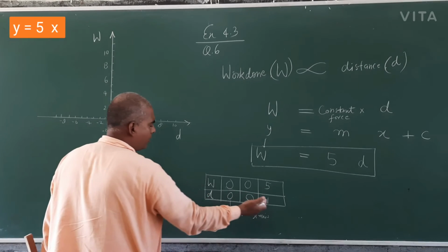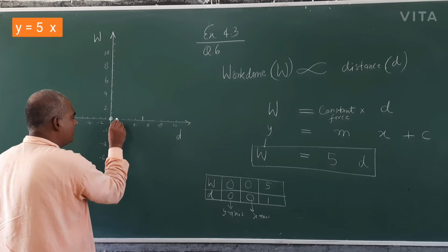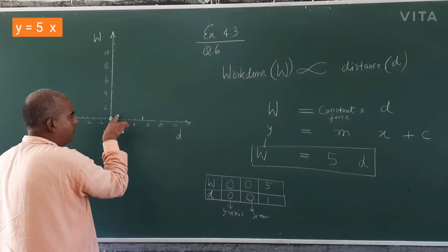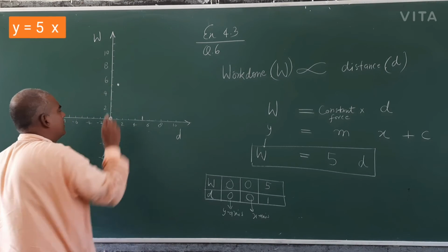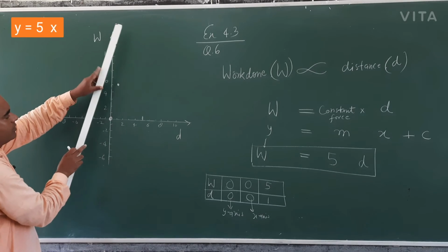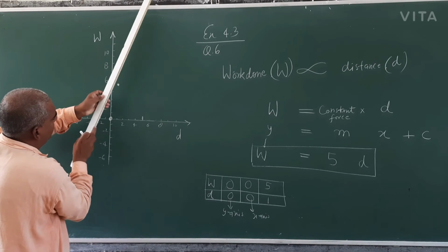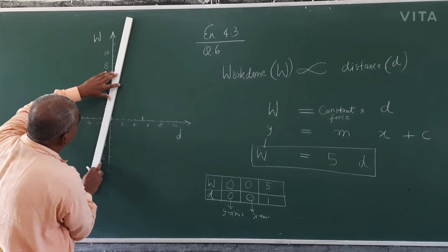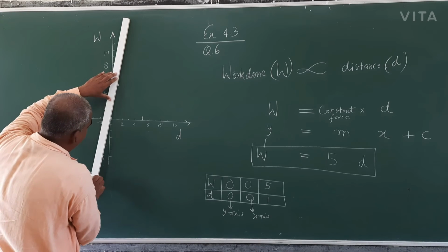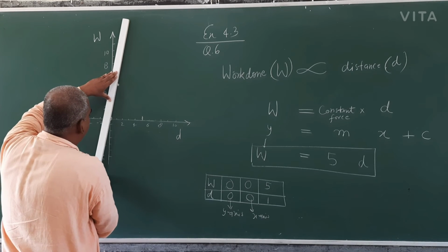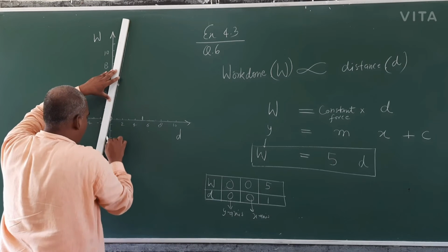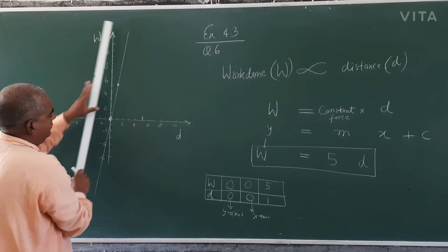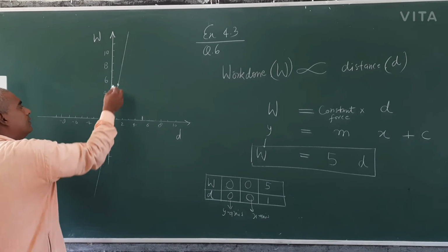After that d is equal to 1. See, this is d is equal to 1 and w is equal to 5. 1, 2, 3, 4, 5. So with the help of these two points you can draw the graph. This is just similar to y is equal to 5x. I have told you. So this is the graph.